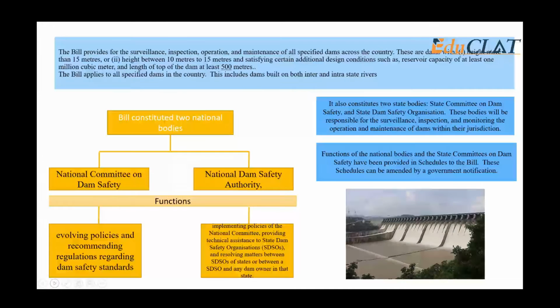The bill also constitutes two national bodies, namely the National Committee on Dam Safety and the National Dam Safety Authority. The National Committee on Dam Safety evolves policies and recommends regulations regarding dam safety standards. The National Dam Safety Authority is responsible for implementing policies of the National Committee, providing technical assistance to the state dam safety organizations, and resolving matters between SDSOs of the states or between the SDSOs and any other dam owner in the state.